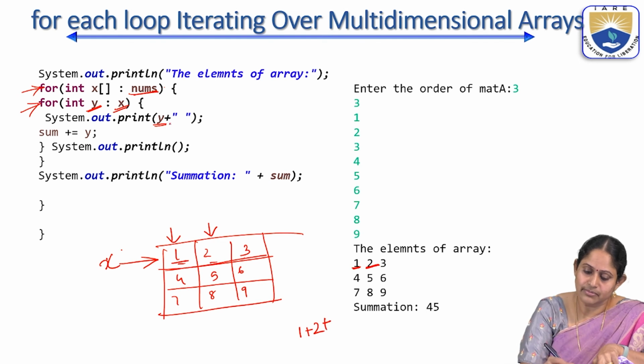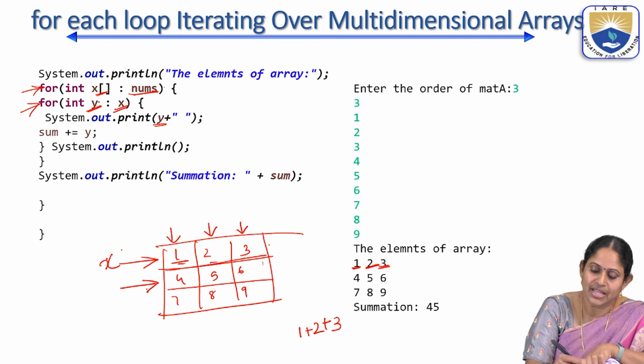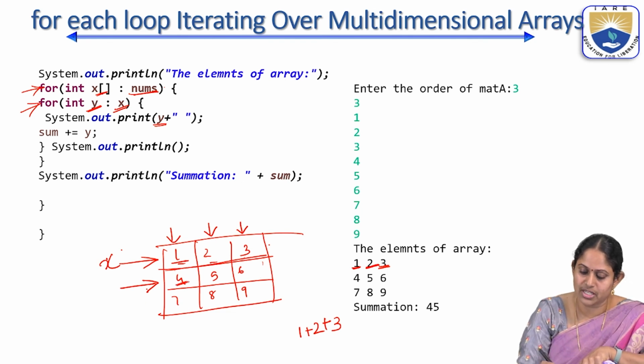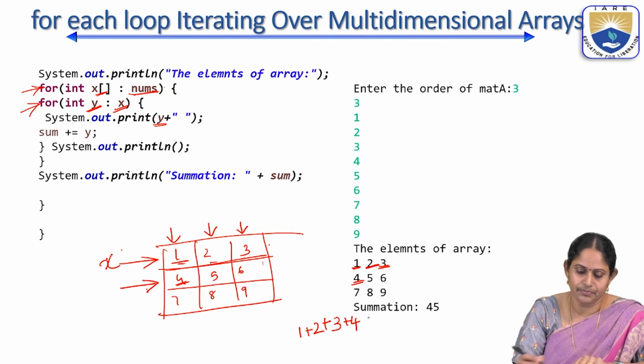Then y is again moved forward, so it will come to 3. 3 is printed, and 3 is added to sum. Now at this point, this X array is over. So it has to move to the next element. So this whole thing will be stored into this X array. And again, we start with the y iterator variable. So y will be pointing to 4. It will display 4 and add it to sum.